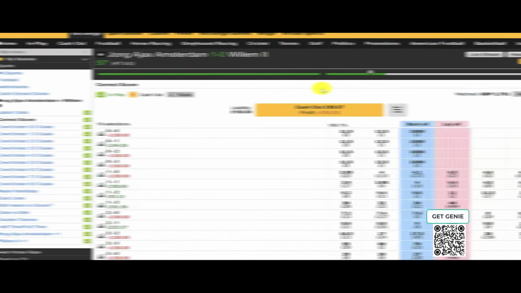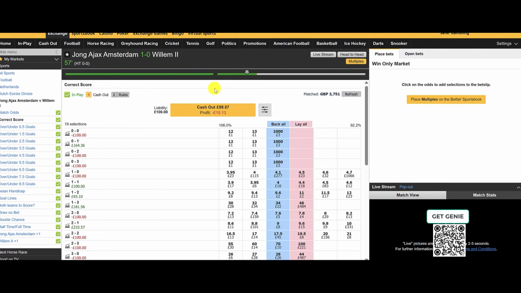0-0 at half time. 57 minutes on the clock. It's Young Ajax who've taken the lead. So not necessarily good news. We've obviously lost 1-0. We would have much preferred Willem to have been the team to take the lead. But it doesn't change that much because we still need Willem to score. We've still got 1-1, we've still got 1-2, and still got 1-3 and 2-1 alive.